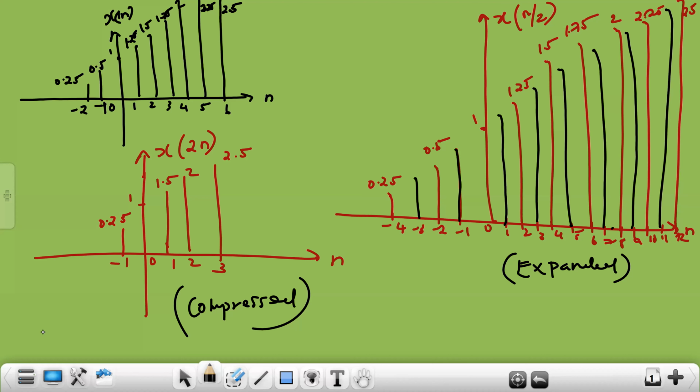This we have already explained. I have drawn the compressed signal and the expanded signal. Wherever a sample is missing, I have inserted it with black ink. You are not going to mention the amplitude in those cases, just mention the sample as such. Hope it is clear. So this is x of n by 2, the expanded version, and this is x of 2n, the compressed version.